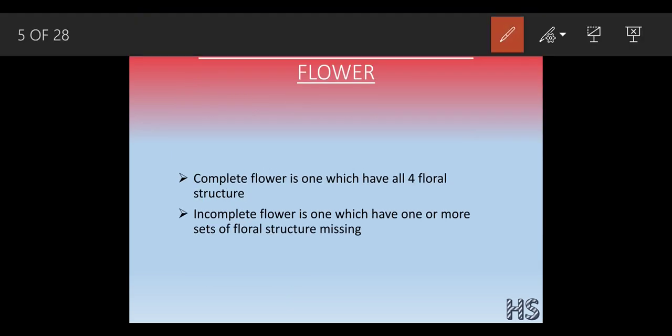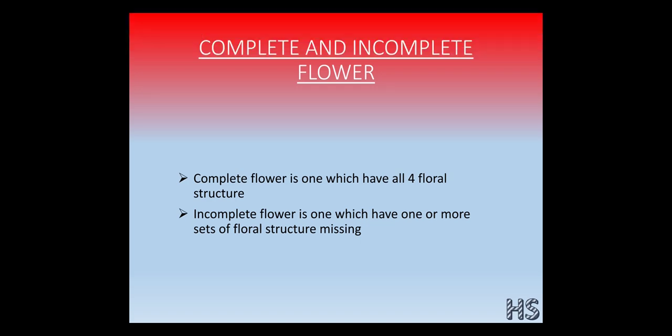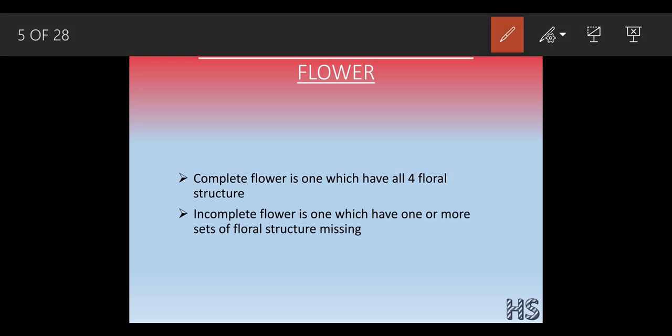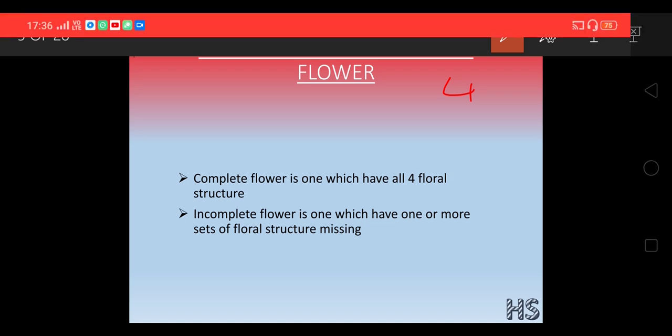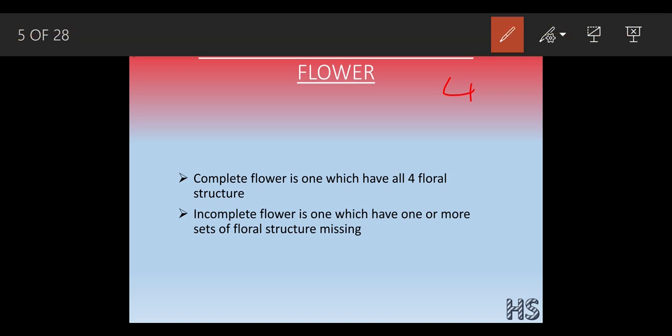Now we are going to talk about the complete flower and incomplete flower. What do you mean by a complete flower and what do you mean by an incomplete flower? It's in very easy terms. See, we have already discussed the floral structure. How many floral structures were there? 4. That was calyx, corolla, androecium, and gynoecium. These were the 4 parts. Okay. See, a complete flower is one which has all the 4 floral structures, means calyx, corolla, androecium, gynoecium should be present. So those flowers would be considered as complete flowers.